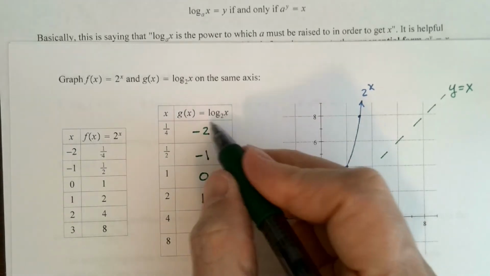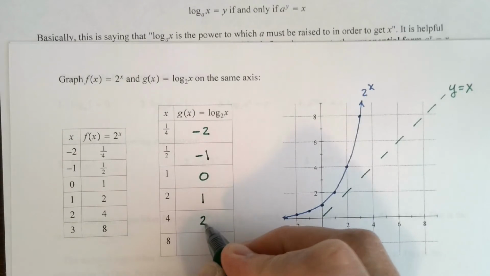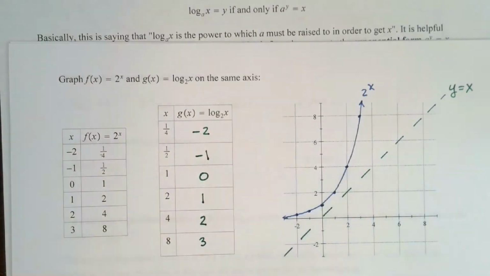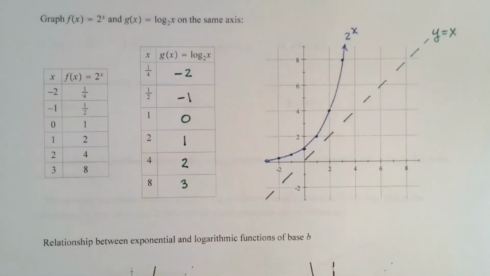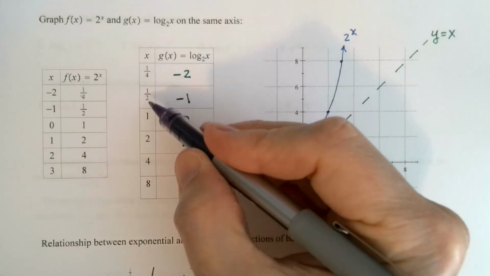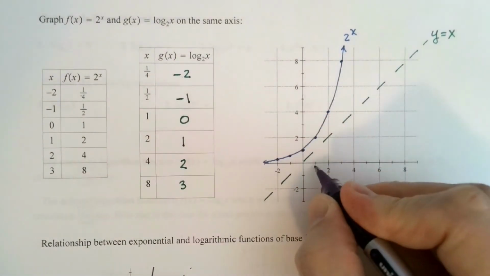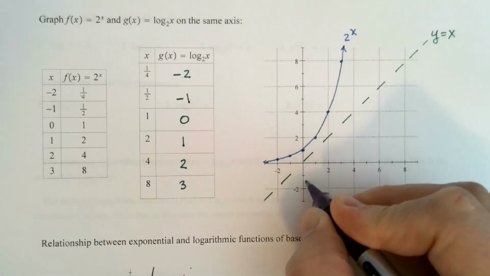And so on. For log base 2 of 4, the power of 2 needed to get 4 is 2, since 2 squared is 4. The power of 2 needed to get 8 is 3, since 2 cubed is 8. All right, so let's plot these points in a different color and see what this graph looks like. Notice the values of x we can have are only positive values. So at x equals 1/4, the output is -2, so we're down here.